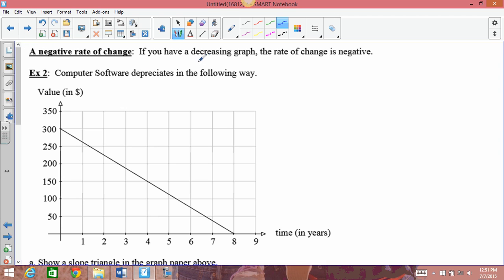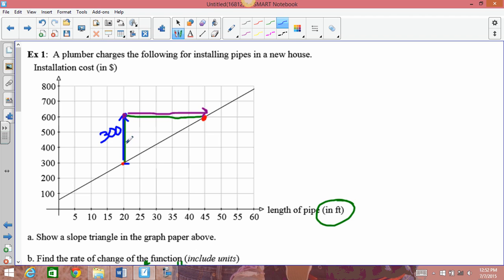The only thing different in this one is that you can see here as you read this graph from left to right, it's decreasing. So you should find in this case that your slope is going to be negative. In this particular problem, when I'm reading this graph from left to right, my line is increasing. Read these graphs like you read a book. So from left to right, my graph is increasing.